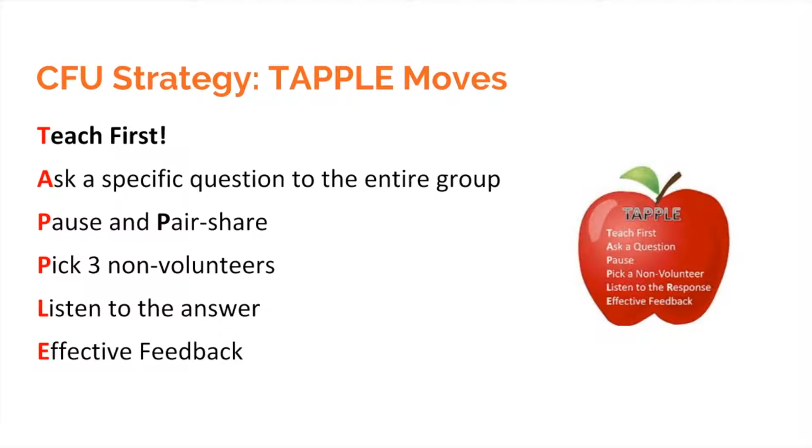L, listen to the answers. Do students understand? Are they almost there? Or are they lacking understanding? And lastly, E, effective feedback. We will echo if correct, elaborate if tentative, or explain if incorrect. These TAPL moves are used by the teacher as he or she checks for understanding throughout a lesson.